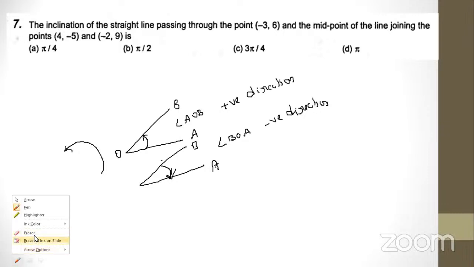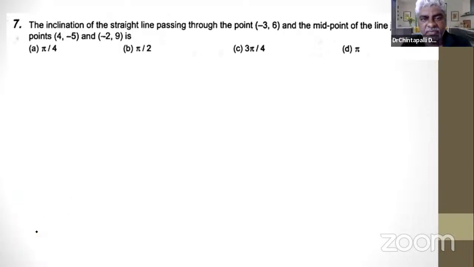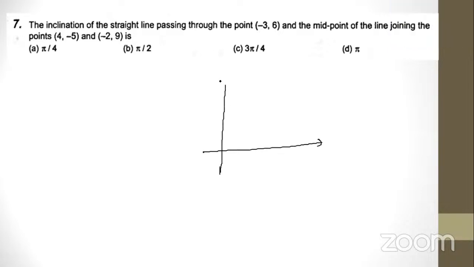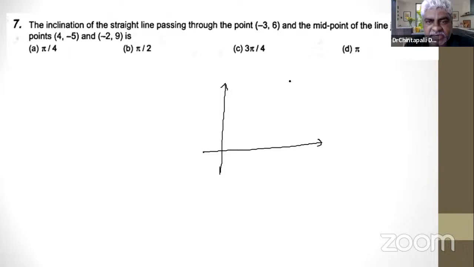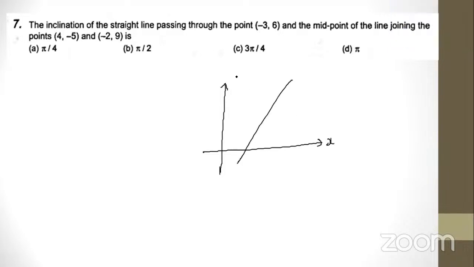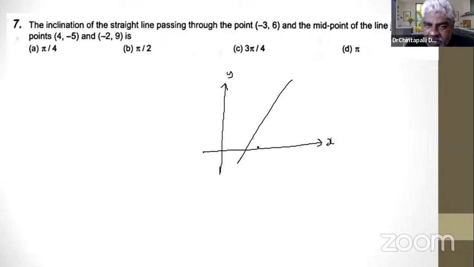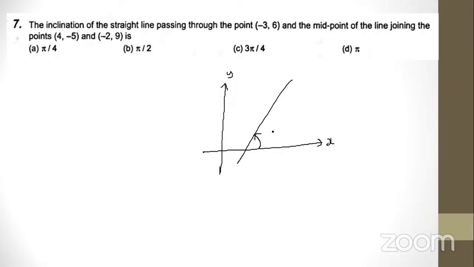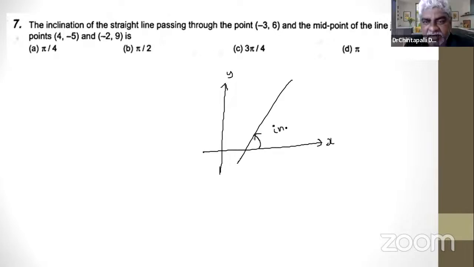Now, what is inclination? Inclination means, in the graph, it is the x-axis, it is the y-axis. If a straight line is making some angle with the x-axis, the angle made by this line with the x-axis in the positive direction, that means the angle should be measured in this direction, is called inclination.